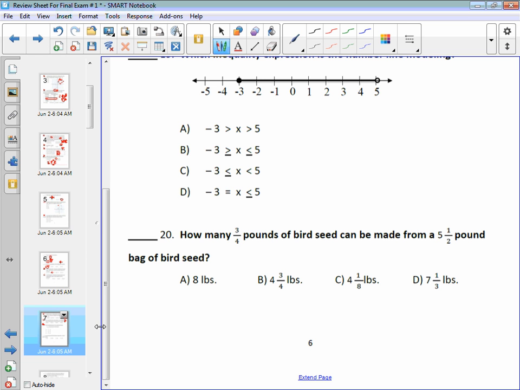This one is tricky. Let me see. You guys have been surprising me, though. How many have A? B? C? D? How did you get D? Really? All right, you're right.